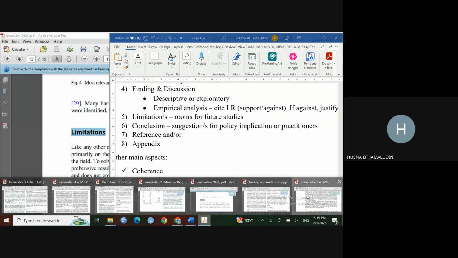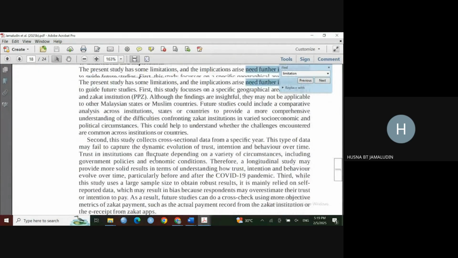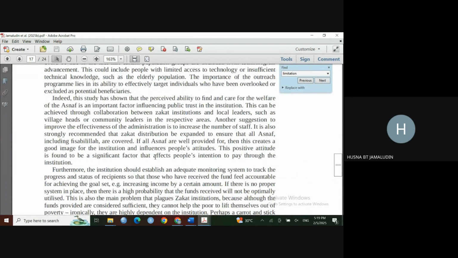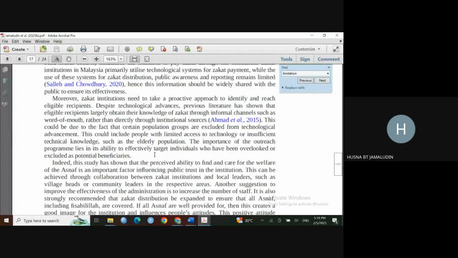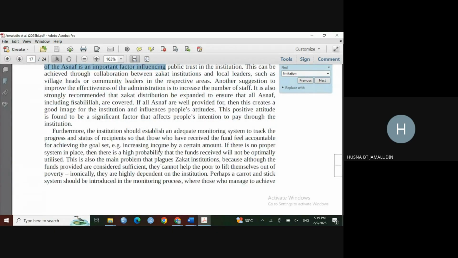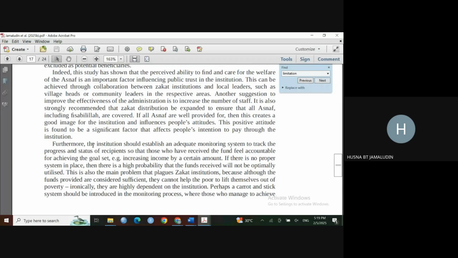So if, let's say, you talk about zakat, where is the zakat one? This is limitation. So this is just to conclude the finding. Institution should establish blah blah blah, because you are talking about the zakat institution. So you should actually propose a solution for them, because they want to know this.